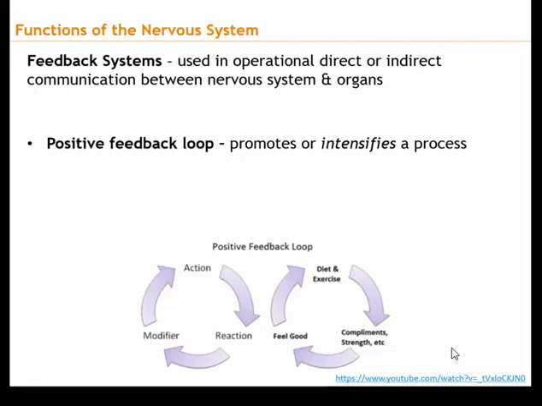Some examples here. First we see an action, reaction, modifier. One really simple example is when we start to diet and exercise, we get stronger, we feel better, we may get compliments, which just makes us feel better, which may keep us dieting and exercising. So a positive feedback loop is something that keeps going because the process keeps repeating itself.